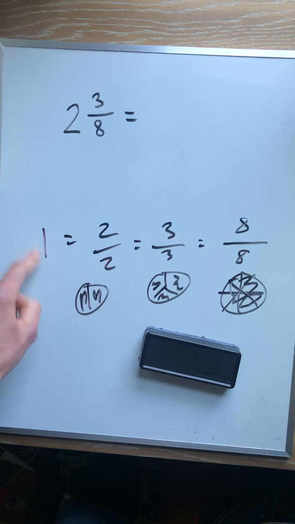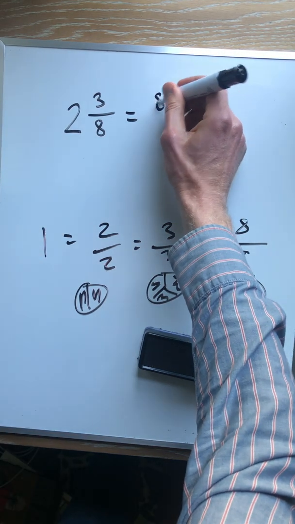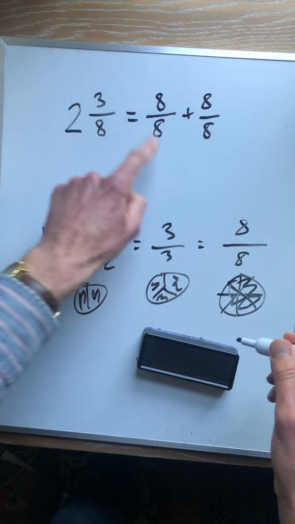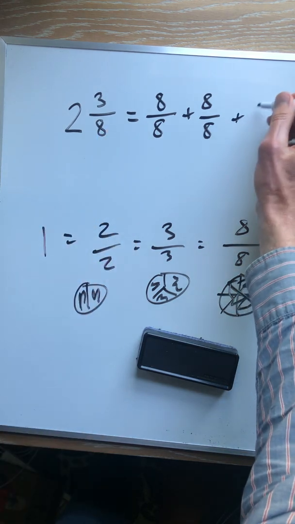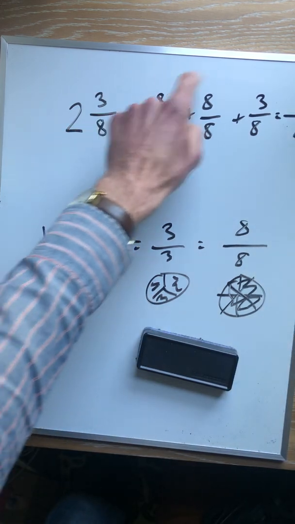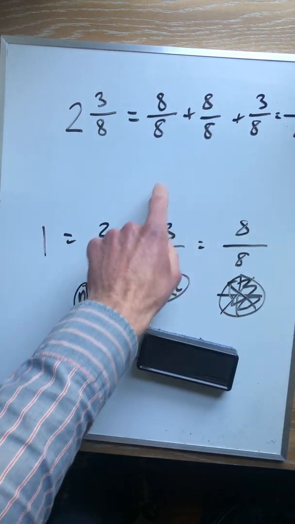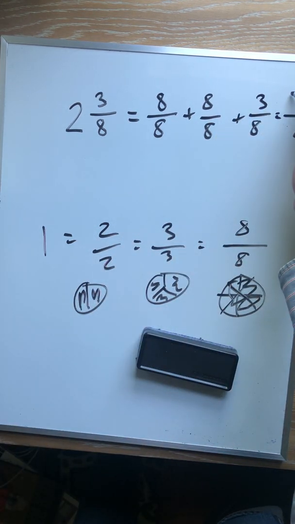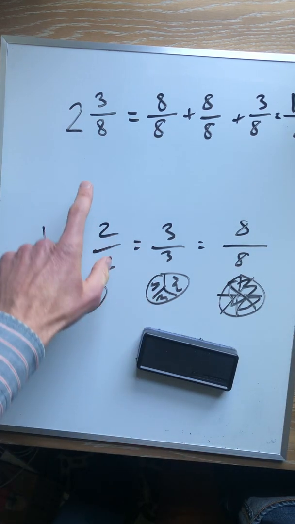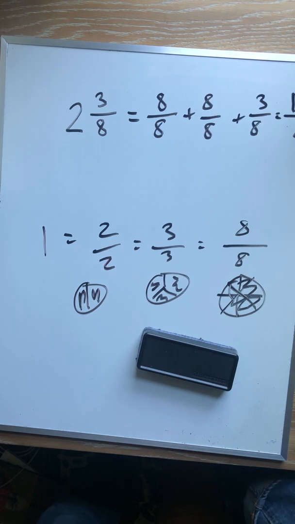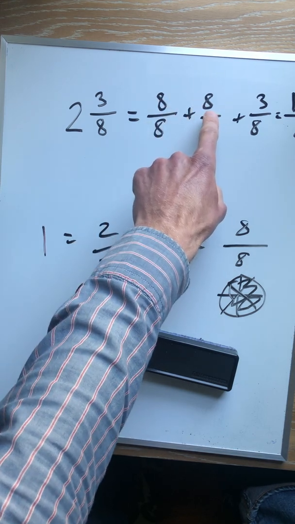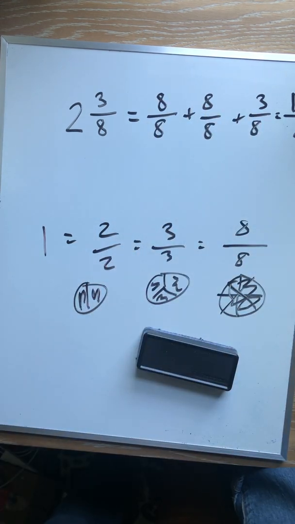So we don't just have one whole, we have 2 wholes. So you write 8/8 for each whole, 8/8 plus 8/8, because we have 2 of them. And then there's also 3/8. Now we can just turn it into an improper fraction. Well, what's 8 plus 8 plus 3? 8 plus 8 is 16, plus 3 is 19. So 19/8 is 2 and 3/8. Because we have 2 wholes, 8 plus 8 is 16, and then plus 3 more eighths, so 19/8.